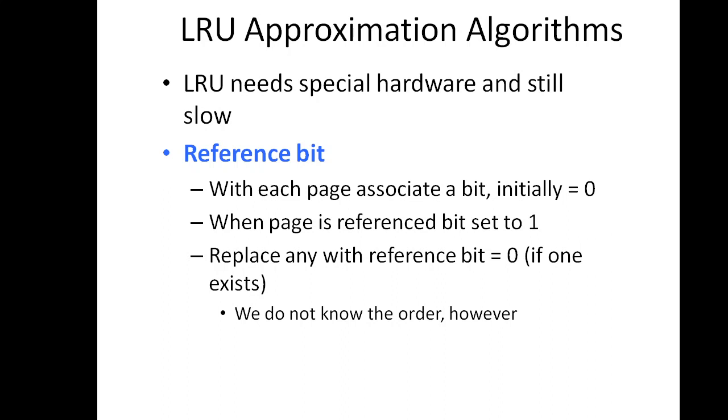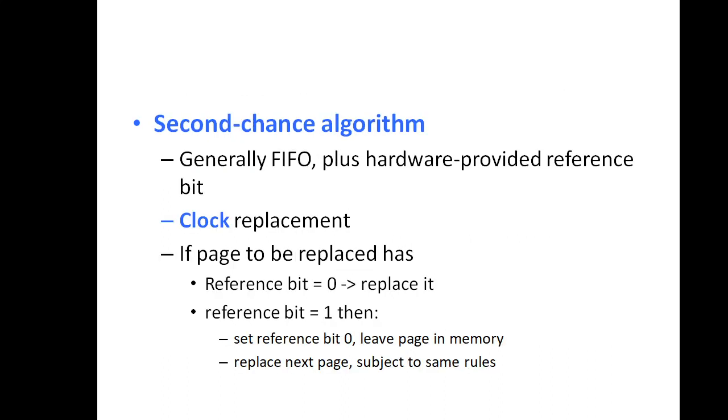Next we have the second chance algorithm. The basic algorithm of second chance replacement is a FIFO replacement algorithm. When a page has been selected for replacement, we check its reference bit. If the value is 0, that means the page has not been referenced, so we proceed to replace it. But if the value is 1, we give that page a second chance and move on to the next page for selection.